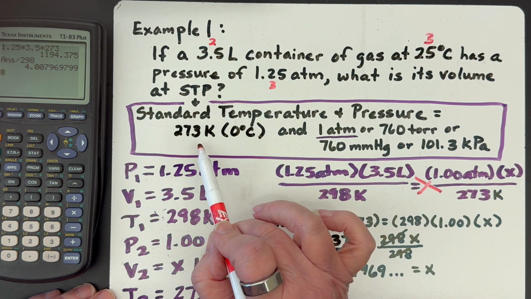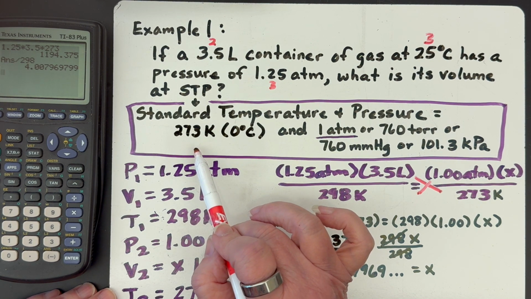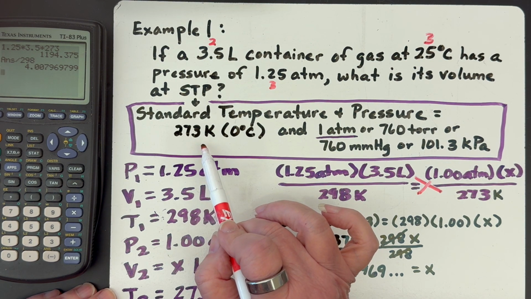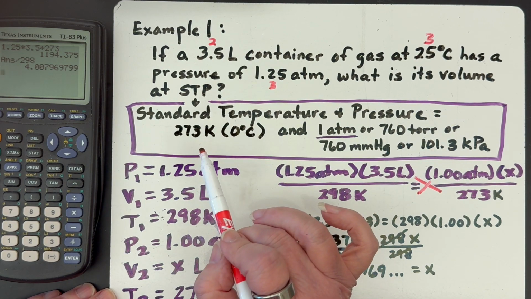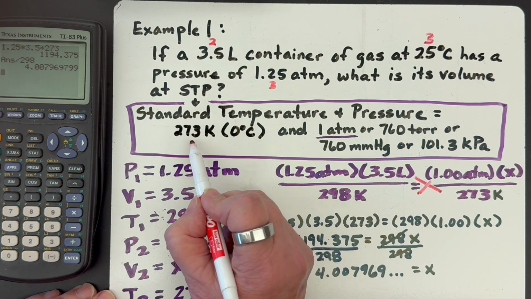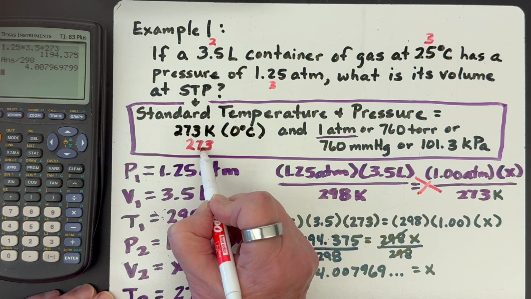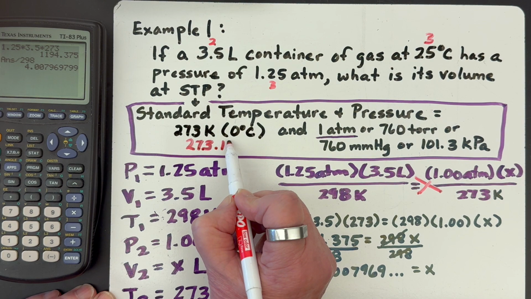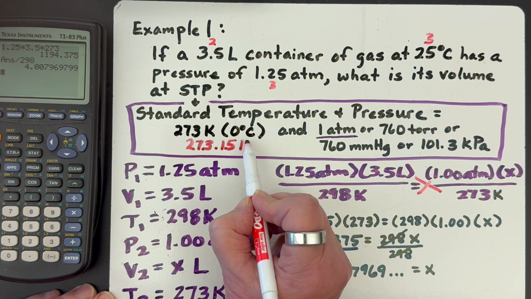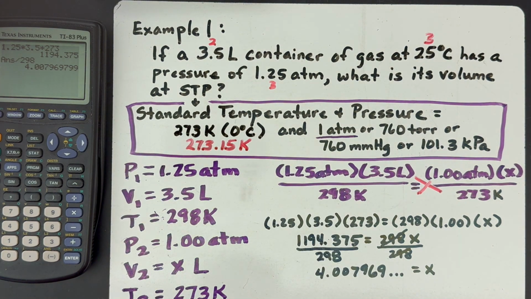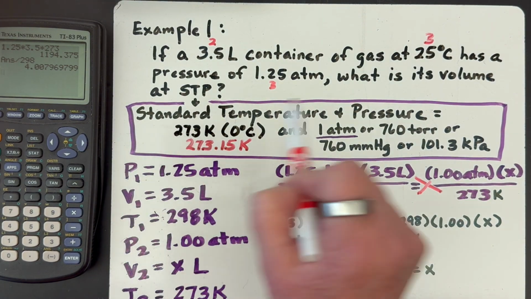And our temperature, I used 273. If you needed more, you could use 273.15, which is really the real standard temperature, but often we just round that to 273, but 273.15 is the actual one if you wanted more precision on that, more sig figs. We don't have to worry about the STP part.